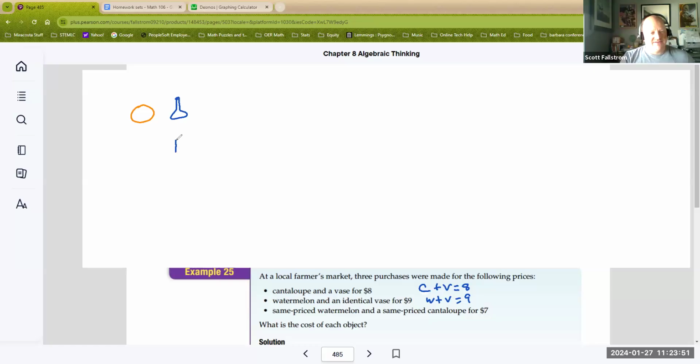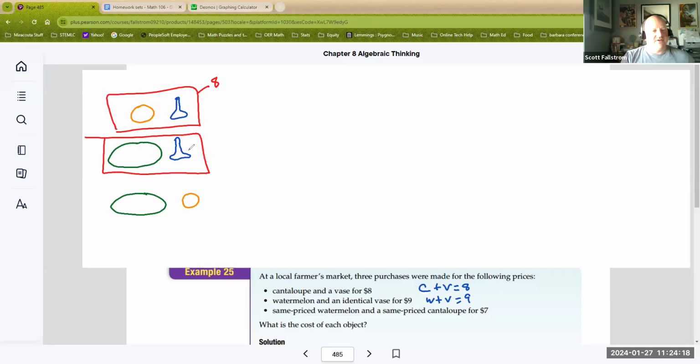Underneath we have another vase that is identical. There we go. It's totally identical. That looks like a nose, like a cartoon nose, but just go with it. And then we have a watermelon, and watermelons are big. And then at the end, I have a watermelon and I have a cantaloupe. So if you now put a price with each of these, you could say, okay, this is $8. The next one is $9. And the last one is $7.